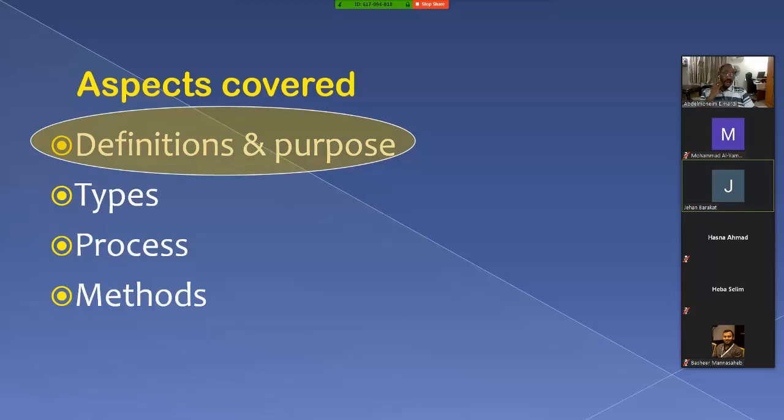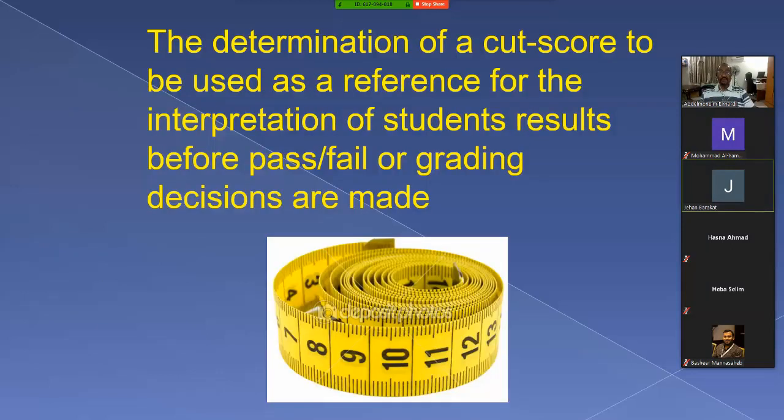Can we start by defining the meaning of standard setting? Then we conduct a little discussion about it. Standard setting is a determination of a cut score. You determine a cut score to be used as a reference for the interpretation of students' results before pass, fail, or grading decisions are made. So before the exams, you need to determine the cutoff scores.